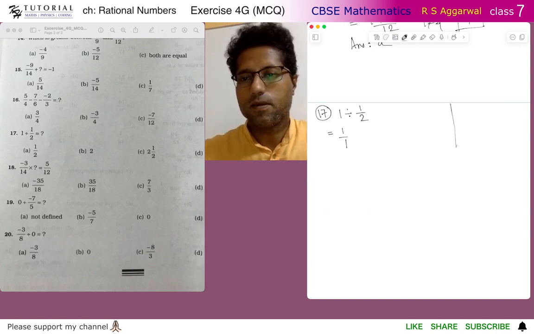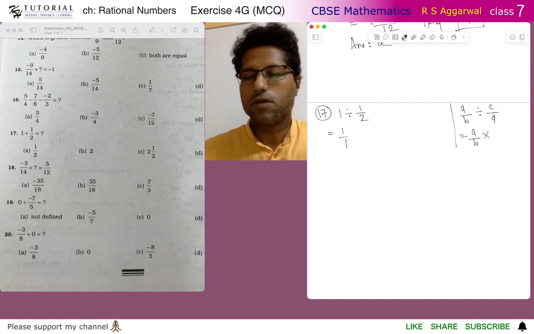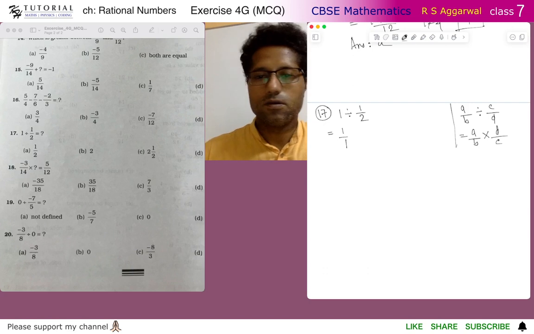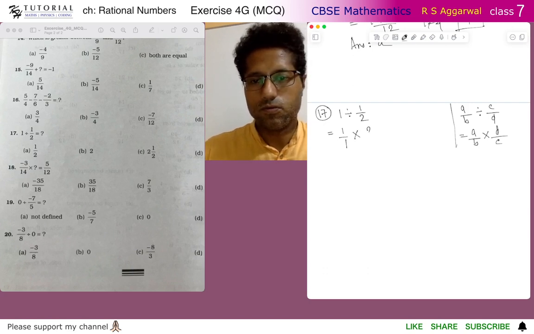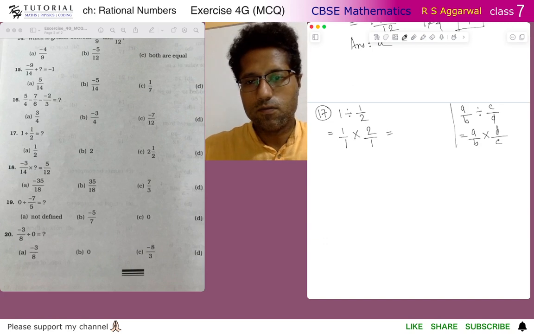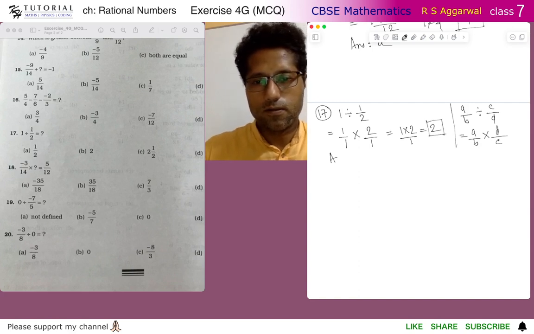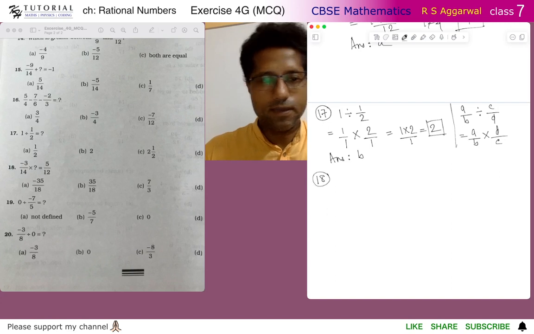That is, when we divide the rational number a by b by the rational number c by d, this is equal to a by b multiplied by the multiplicative inverse of c by d, which is d by c. So this will be multiplied by 2 by 1. This is 1 into 2 by 1. This is 2. So the result is 2, and the answer is choice B.